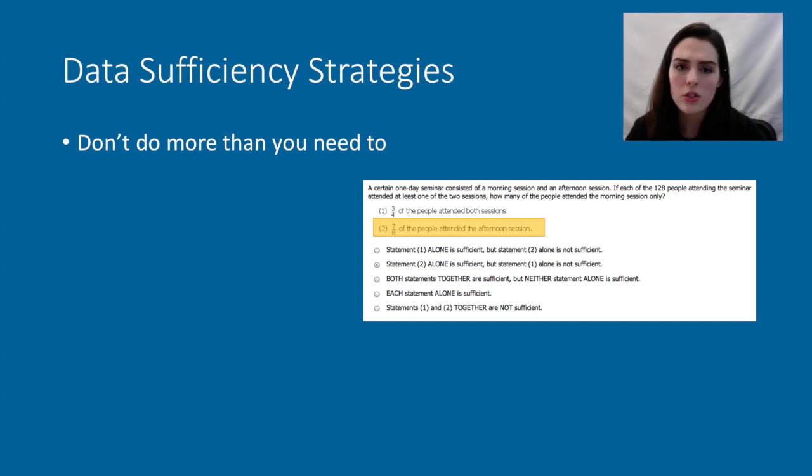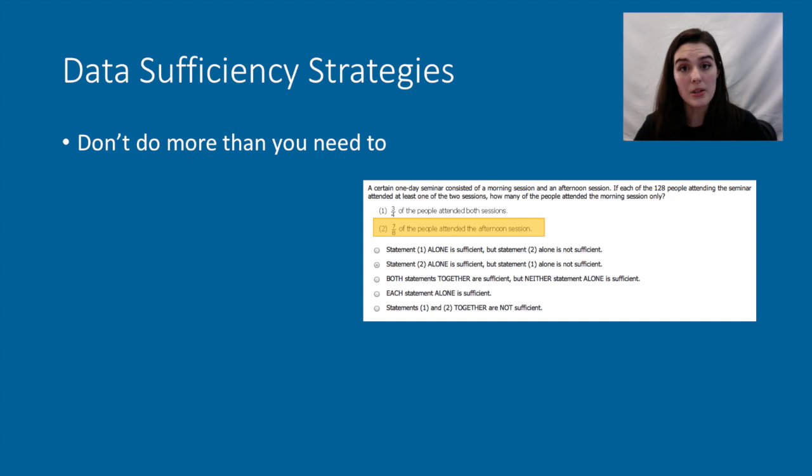Okay, so if 7/8 of the people attended the afternoon session, this means that that includes the people who attended the afternoon session only and the people who attended both afternoon and morning. All combined equals 7/8. So that leaves 1/8 of the 128 people. Who are they if they didn't attend the afternoon session at all? That means they must have only attended the morning session. So we know 1/8 of the people attended the morning session only.